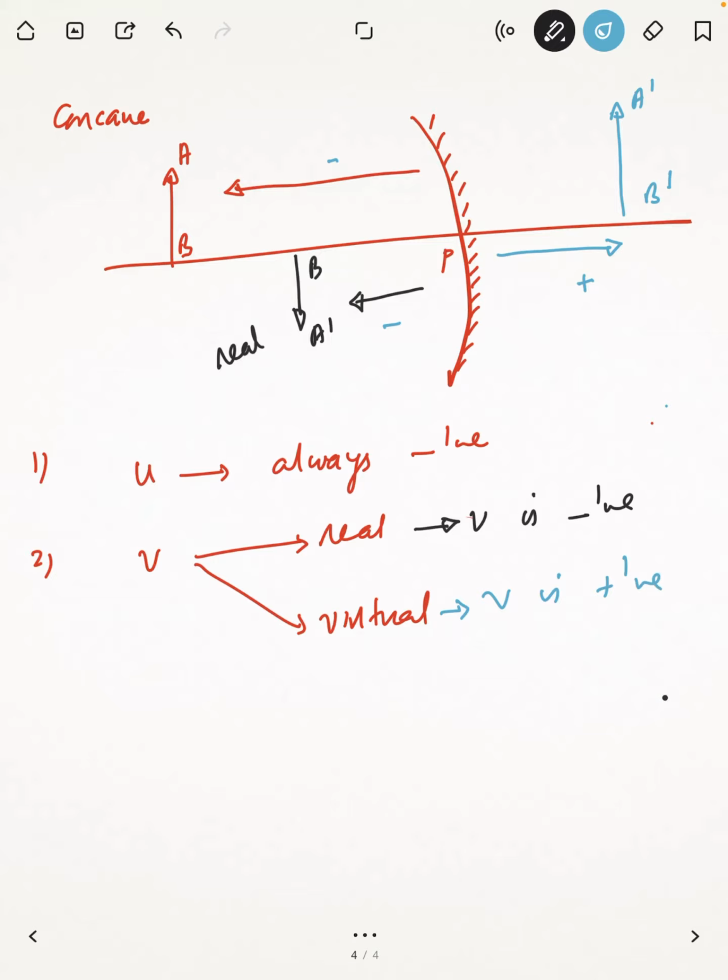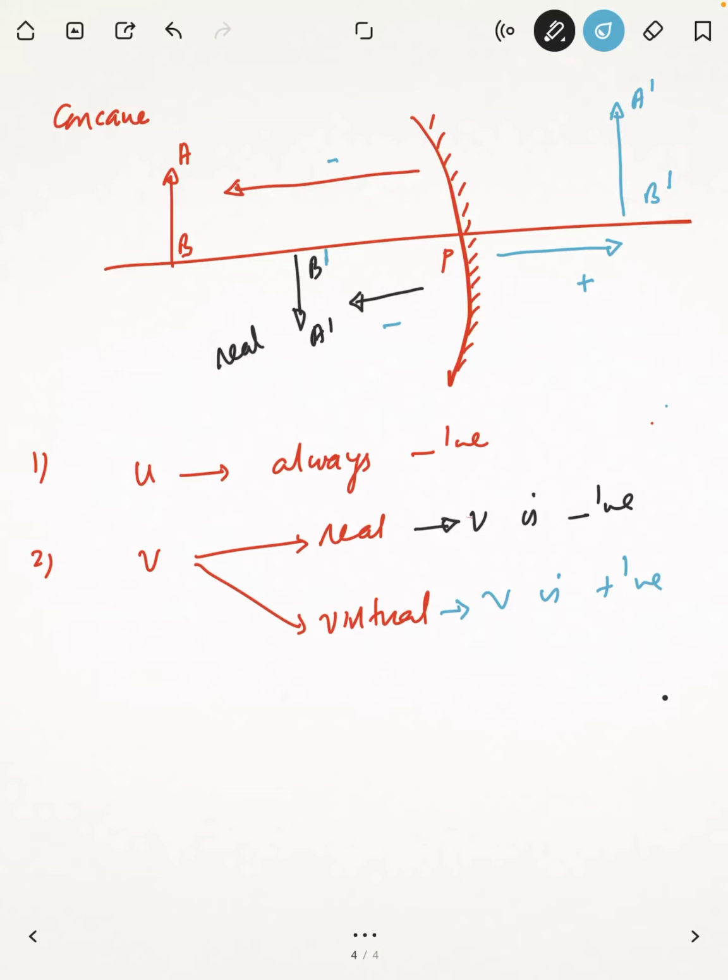As per the sign convention, and what about the height? AB, the height AB is measured vertically up, so that is always taken as positive. And A dash B dash, the real image, is measured downward, so its height is negative. For a virtual image, A dash B dash, you are measuring in the upward direction, that will be positive.